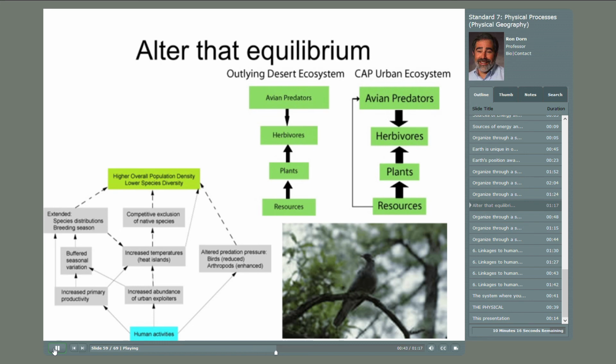And the net effect, seen in the lower left diagram, is that human activities have altered the predation pressures. There's been more enhancement of arthropods, a reduction for birds. All of the effects you see in this diagram, of increased heat island, competition exclusion of the native species, the net effect is just a lower diversity of species in an urban environment. Not everybody's been able to adapt.